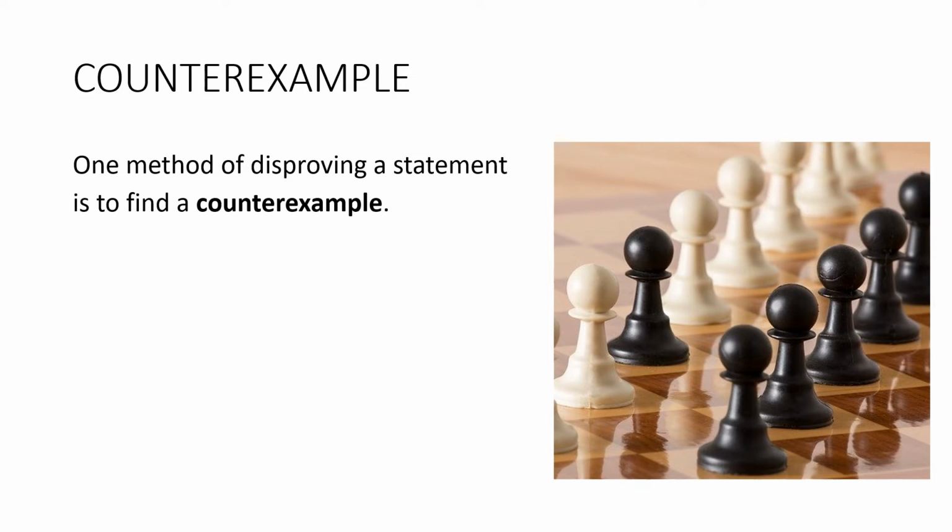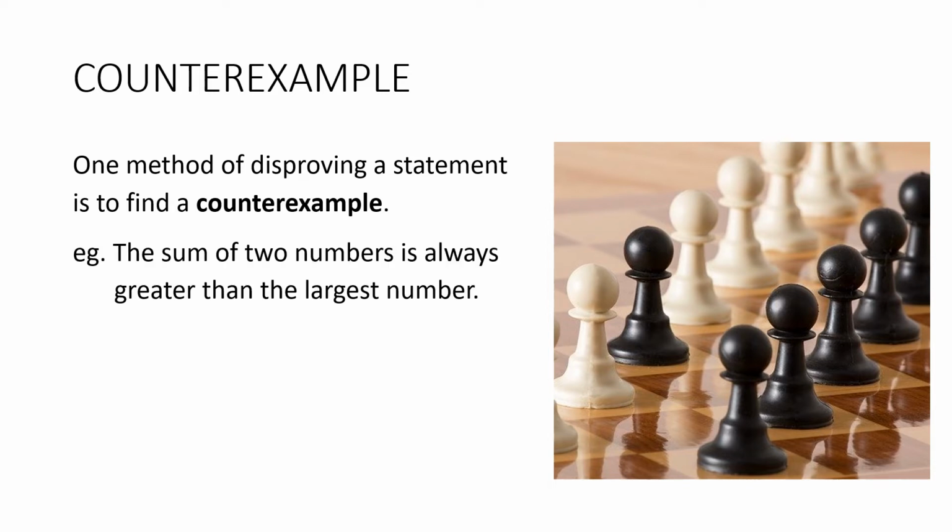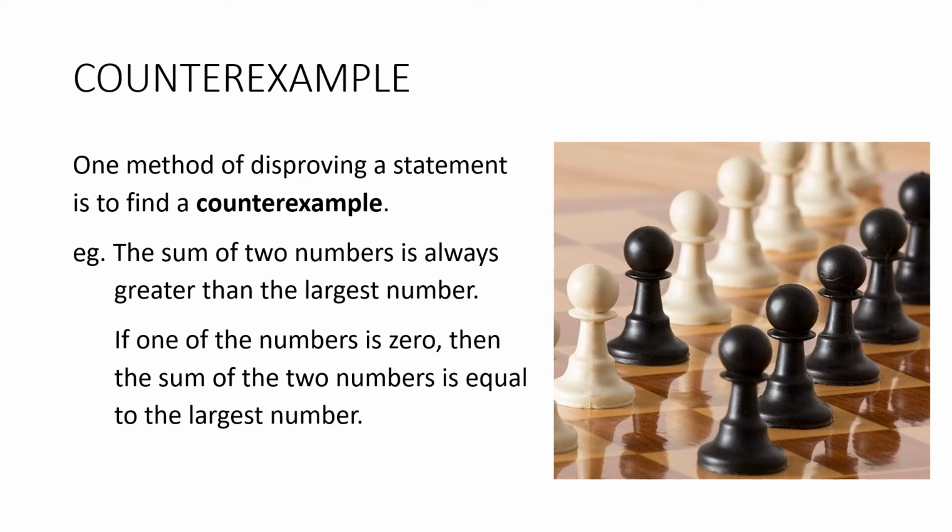One method of disproving a statement is to find a counterexample. And we covered this briefly in the last video. Here's an example. The sum of 2 numbers is always greater than the largest number. Can you think of an example where that statement is not true? Well, you might have said if one of the numbers is 0, then the sum of the 2 numbers is equal to the largest number, not greater than. Or you might have said if one of the numbers is negative. But we just need to find one counterexample to disprove the statement, so therefore the statement is disproven.